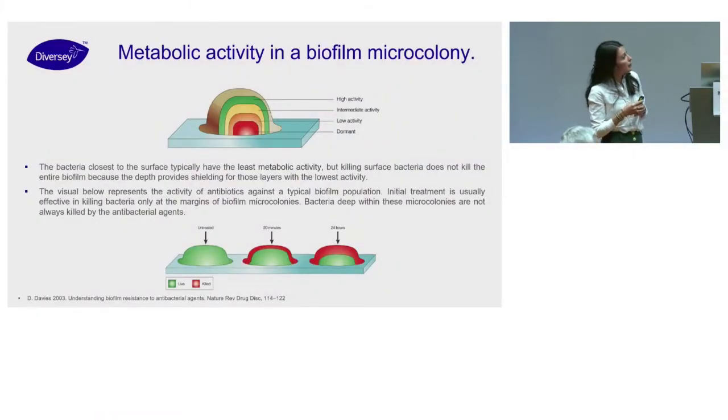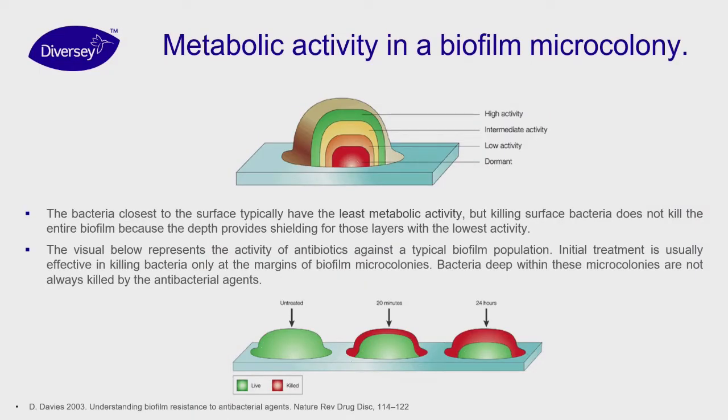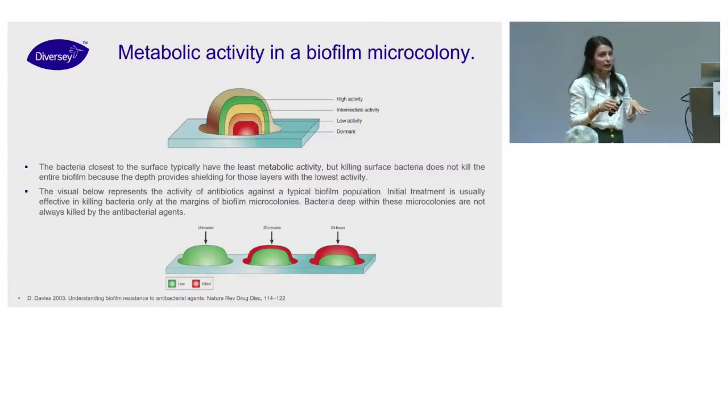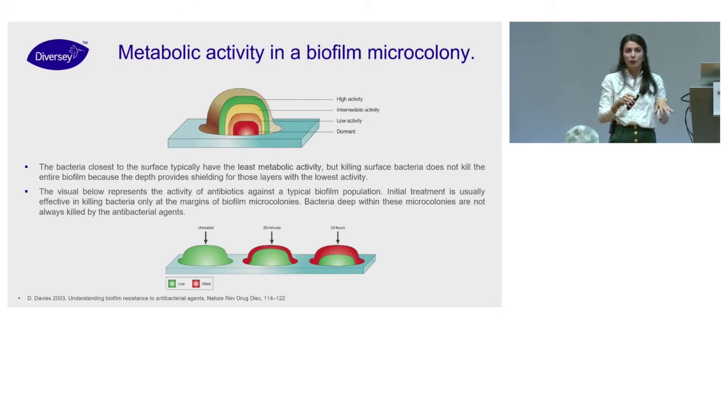On the visual below, it's a picture taken from Davis in 2003. It represents the activity of antibiotics against a typical biofilm population. You see the initial treatment is usually effective in killing the bacteria only at the margin of the biofilm microcolony, at the surface. The bacteria deep within these microcolonies are not always killed by the antimicrobial agent. So the capability of those bacteria to become dormant is one of the reasons that makes the biofilm so difficult to remove.